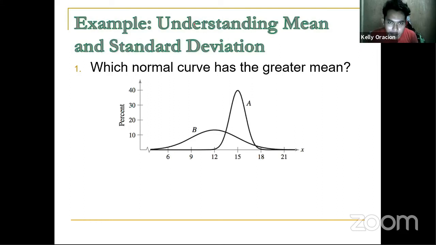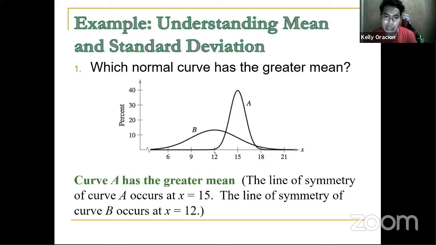Okay, kindly chat your answer. Don't be shy to chat. A or B? B, B, A. So, what is our answer? The correct answer for this one is letter A. A has the greater mean. Look here, class. The line of symmetry for A is 15. Now, for curve B, the line of symmetry is 12. That means 12 is less than 15. 15 is greater, right? That means A has the greater mean.